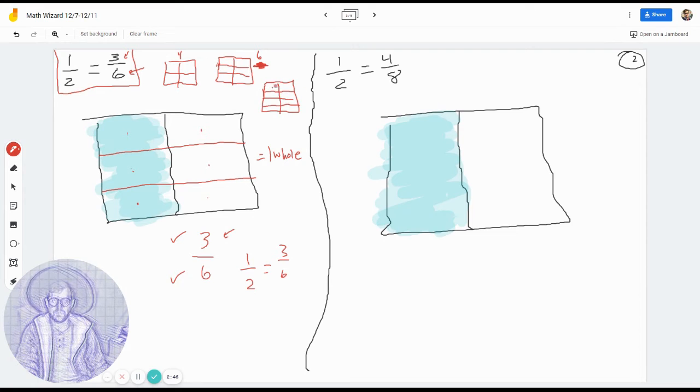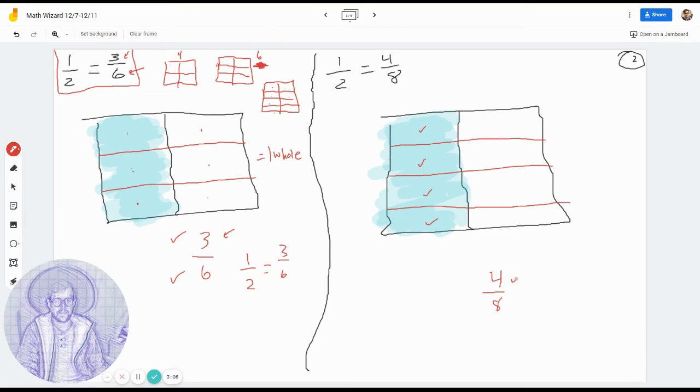So now I've cut it 3 times. 1, 2, 3, 4, 5, 6, 7, 8. All right, let's try that. Let's cut this 4 times to give me 8 pieces and see if I've made 4/8. 1, 2, 3, 4 are highlighted. Check. 1, 2, 3, 4, 5, 6, 7, 8. 8 pieces are in 1 whole pan of brownies.